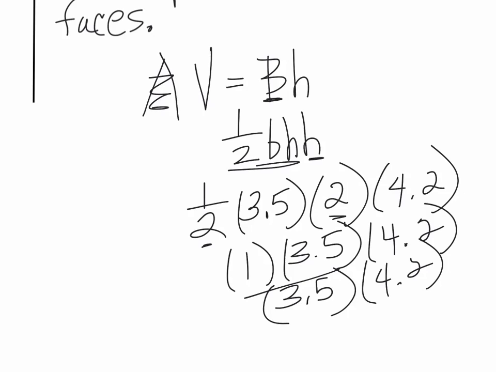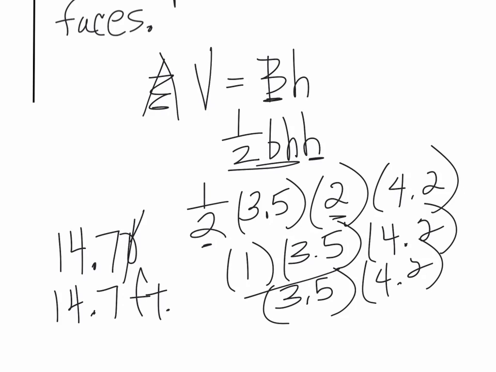Pause the video and do the math. You end up with 14 70/100, which is 14 7/10. You can drop that 0 off. It's considered insignificant. It's not holding a place. The triangle was in feet, and anytime you find volume, you're finding cubic units. That's to the 3rd power. So the answer is 14 7/10 feet cubed.